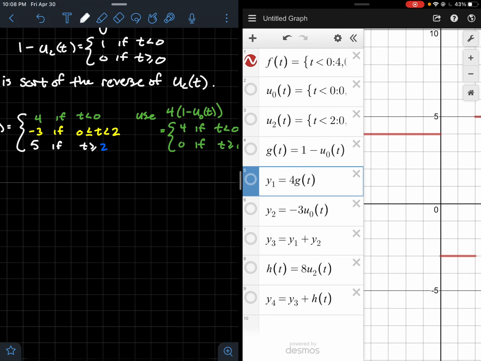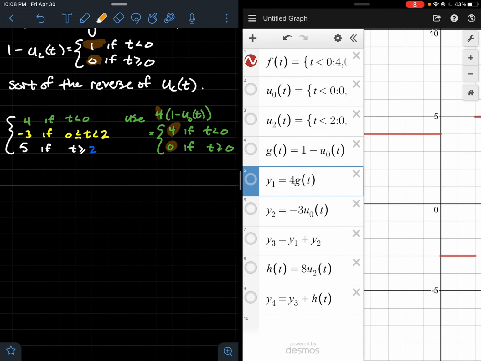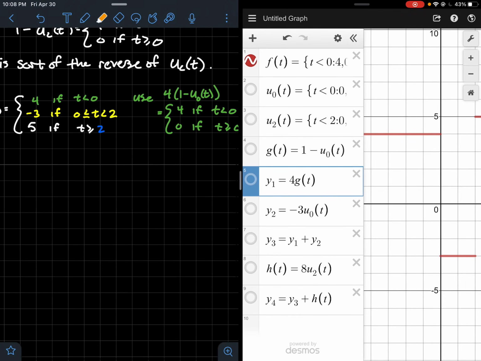Also, you kind of trust your instincts, right? You really are just going to multiply this by 4 and this by 4. So that gives you 4 and 0. That's all we're really doing. It's just taking that 4 and multiplying it through. All right, cool. So then what we need to do is model the next part.